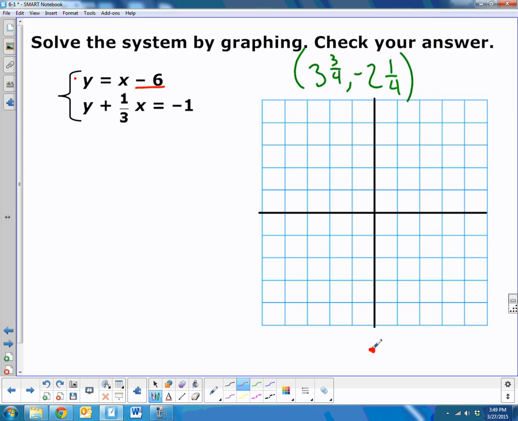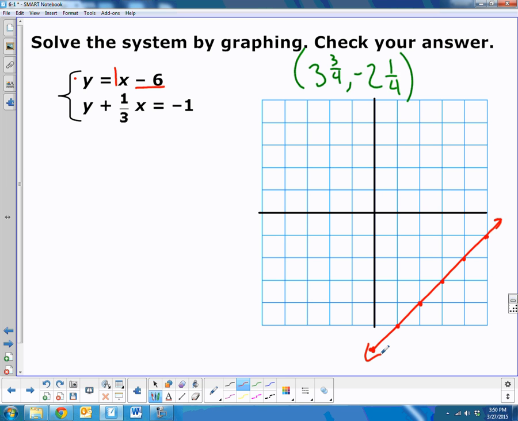And then the slope. Slope is 1x. So we go rise of 1, run of 1, rise of 1, run of 1, etc. So there's my graphed line. There we go. And my other line.